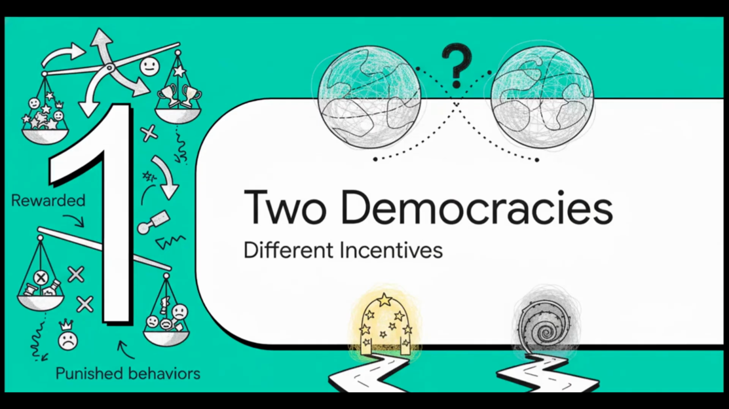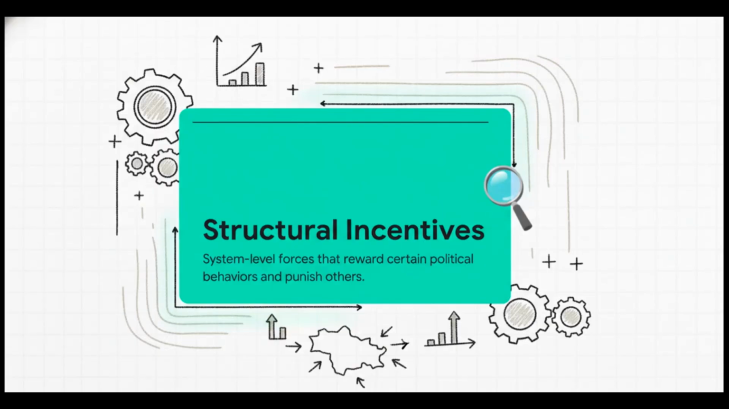So to really get this, we've got to put on our political strategist hats for a minute. The goal of the game is to win. So let's actually explore the two different playbooks these democracies create by looking at what kind of behavior gets rewarded and what gets punished. The key idea, the one that unlocks everything, is structural incentives. Just think of them as the invisible rules of the political game. They're these powerful forces that are baked right into a country's reality, and they're what makes some strategies a genius move and other ones a complete waste of time.